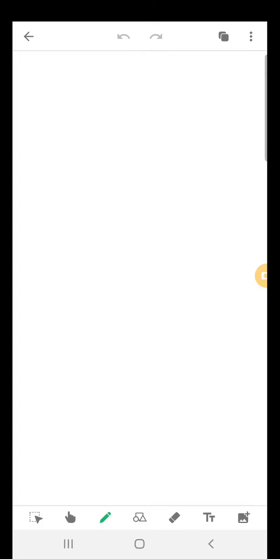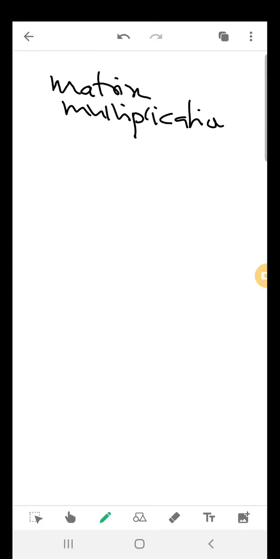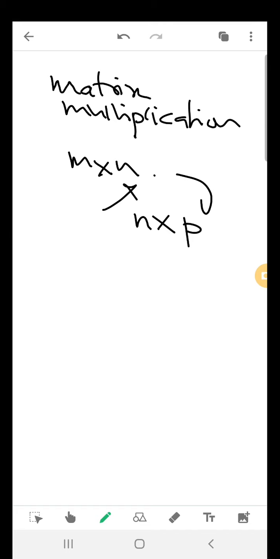Now what about matrix multiplication? You know that for matrix multiplication, if we have an m into n ordered matrix, the matrix with which it gets multiplied should have order n into p. So the resultant matrix will be of the order m into p. This is what we know.